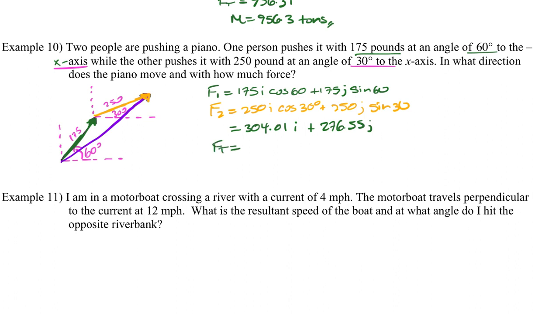Okay? And again, I'm going to find the magnitude so I can find the total force here. So my magnitude is going to be 304.01 squared plus 276.55 squared, and it's the square root of that. So let's go to the calculator: 304.01 squared plus 276.55 squared. And that's going to give you that the total force here is 407.57 pounds.